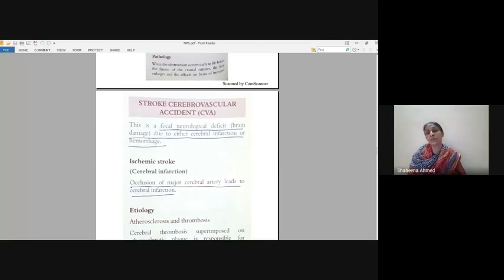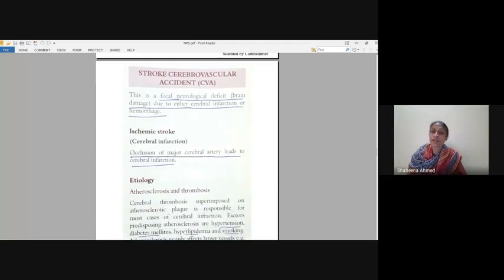Now we come to a very important topic, which is known as CVA. In layman's terms, sometimes we call it just stroke, but the medical terminology is cerebrovascular accident, CVA. This is a focal neurological deficit. Usually this is a point of damage or a point of infarction which has been caused either due to cerebral infarction or due to cerebral hemorrhage. So this neurological deficit can be due to infarction or it can be due to hemorrhage.